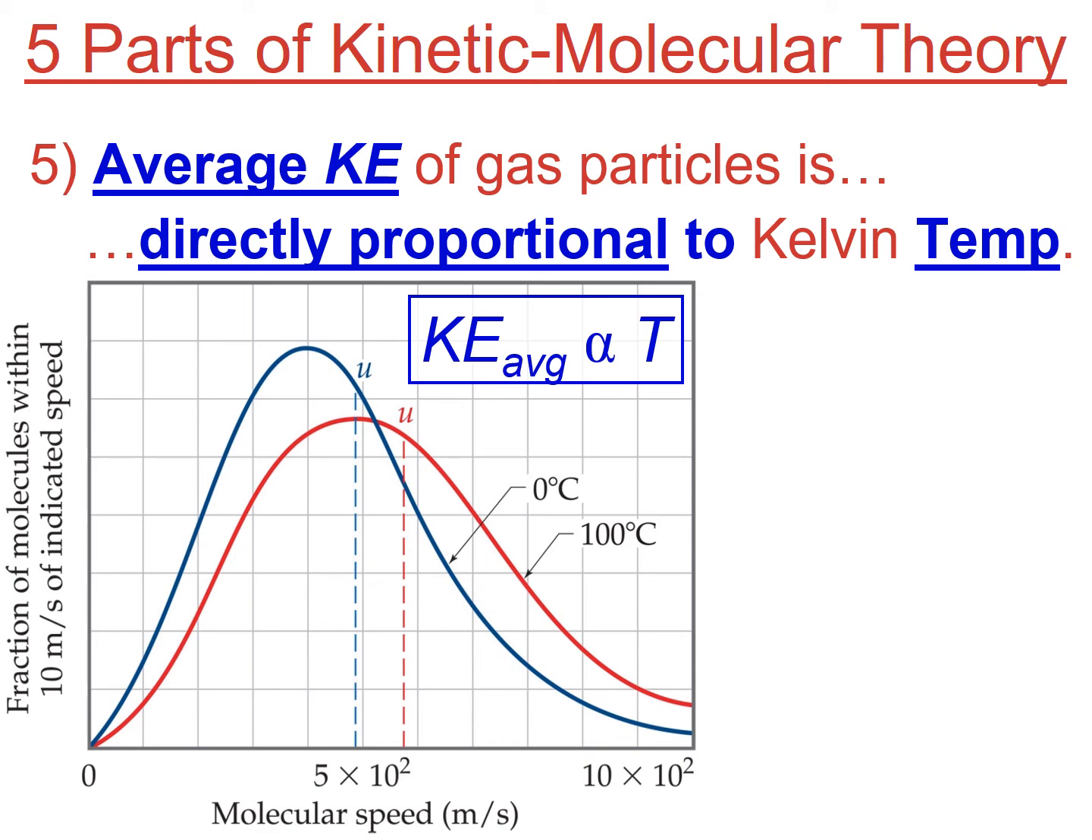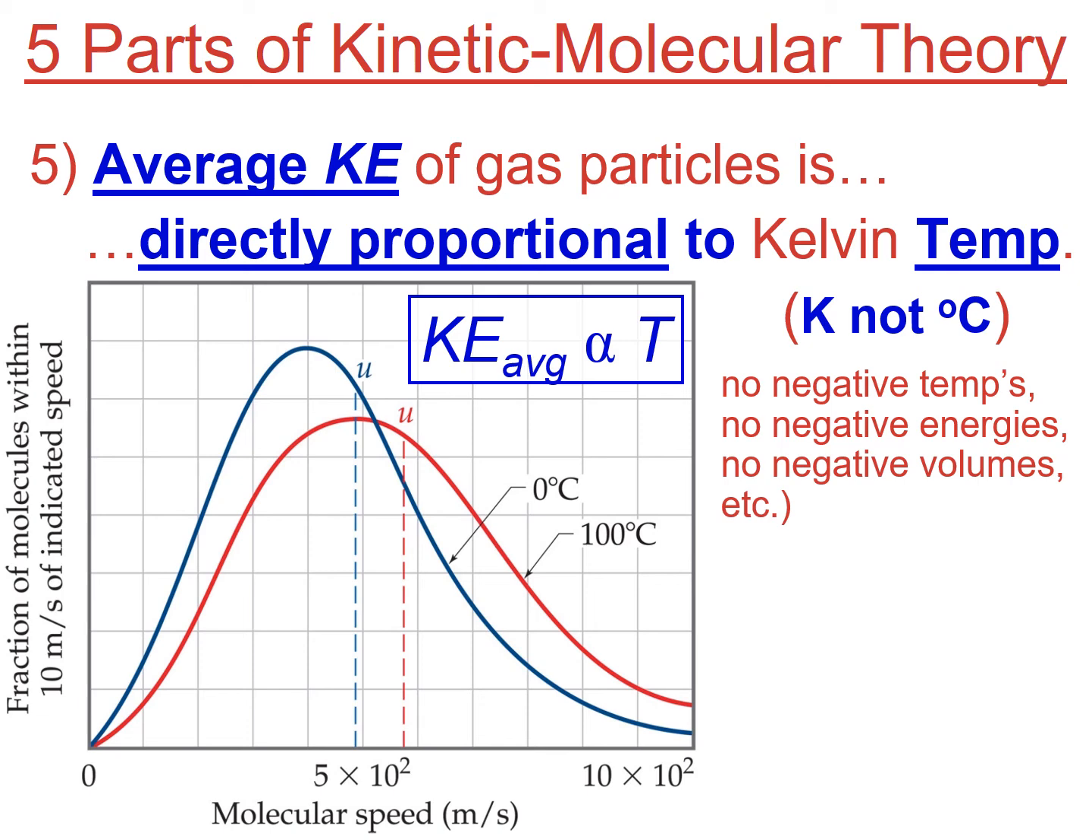Now, the 5th part of kinetic molecular theory. The average kinetic energy of gas particles is directly proportional to Kelvin temperature. Average kinetic energy is about the average temperature. Kelvin is not Celsius. The average Kelvin and the average Celsius are 2 distinct values.